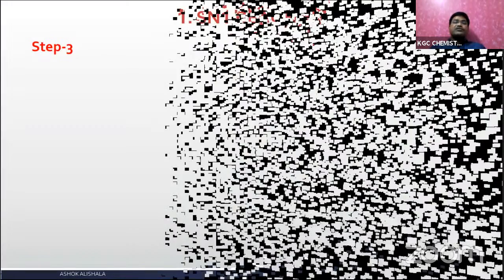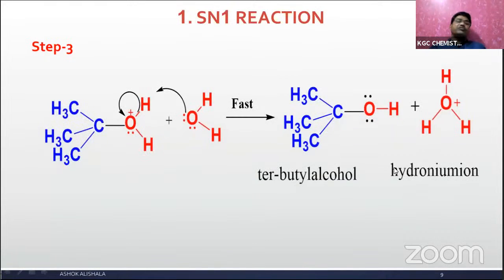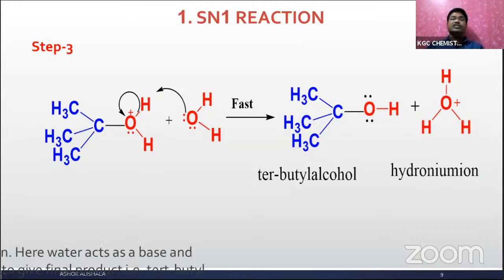Now let us see this one. In step 3, the proton is extracted, or attracted, by this water, and it converts into the hydronium ion, and you'll get the tertiary butyl. That means in the case of SN1 reaction, it involves 3 steps, whereas in SN2 reaction, only 1 step: nucleophile attack, transition state, directly product. But here, formation of carbocation, then attacking of nucleophile, and the third step is the loss of the proton. Here it involves the 3 steps.